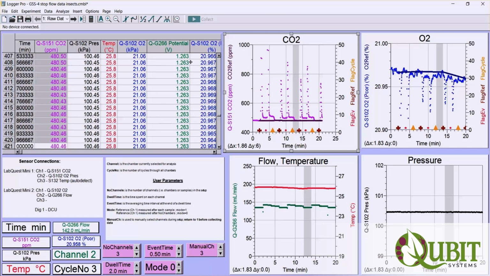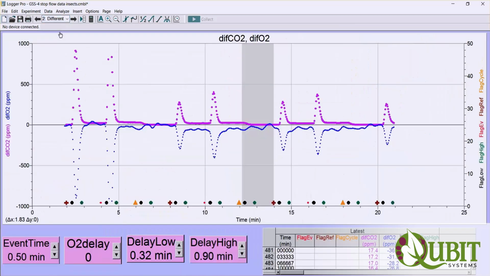Okay, so we can move to page 2, differentials, because this is where the user parameters are that have to be set after this initial data collection was completed. And these are O2 delay, delay low, delay high. I'll discuss O2 delay first because this is the parameter that aligns the CO2 and oxygen signals.